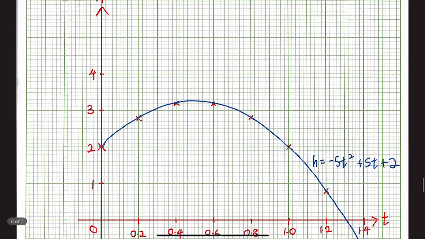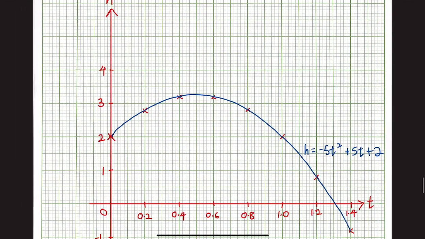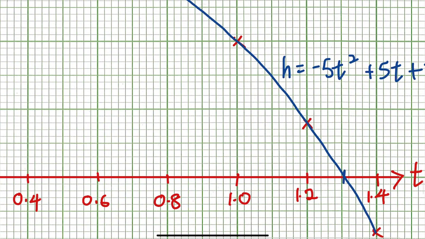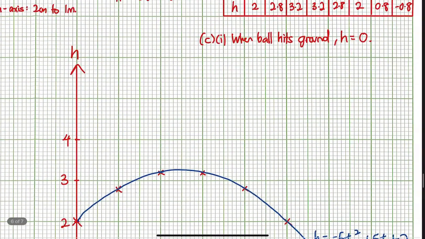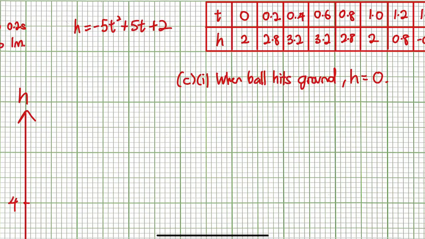So we check the graph. When h is equal to 0, over here we notice that t is equal to 1.3. So we can label over here. This value over here will be about 1.3. Okay, so when h is equal to 0, the time t is equal to 1.3 seconds.